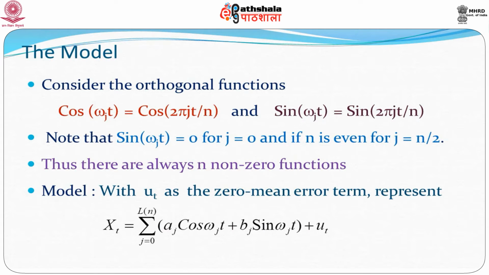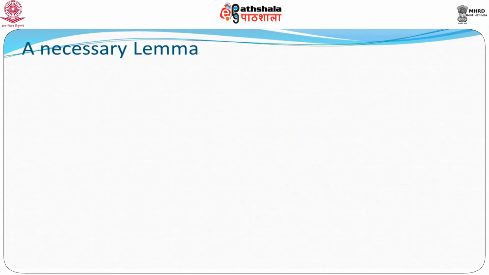Of course, there would be an error involved, which would be u_t, and our purpose would be to get a_j and b_j by minimizing this error. But before that, let us look at a lemma which would be required to actually get a_j and b_j.